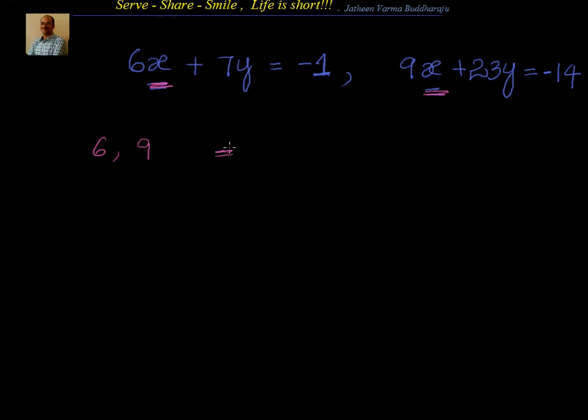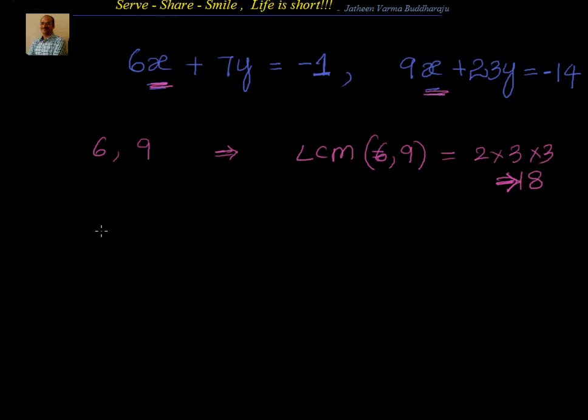The LCM of 6 and 9: 6 is 2 into 3, and 9 is 3 into 3. So can I say 2 into 3 into 3? That's nothing but 18. 18 is the number which occurs for the first time common in both the tables of 6 and 9. That's the definition of LCM, least common multiple. 6 3s are 18 and 9 2s are 18.